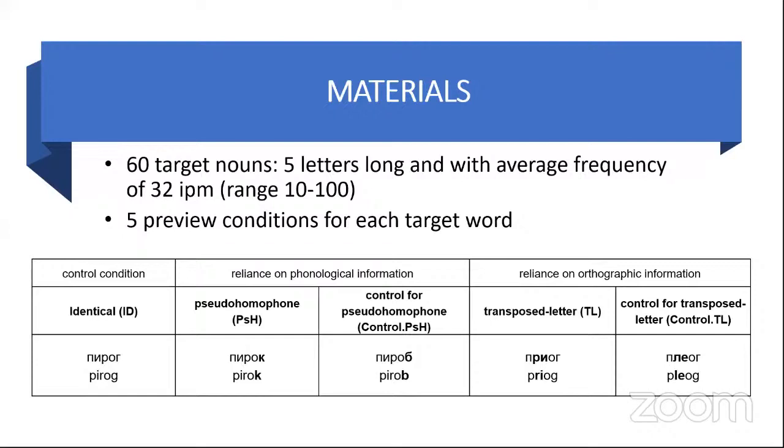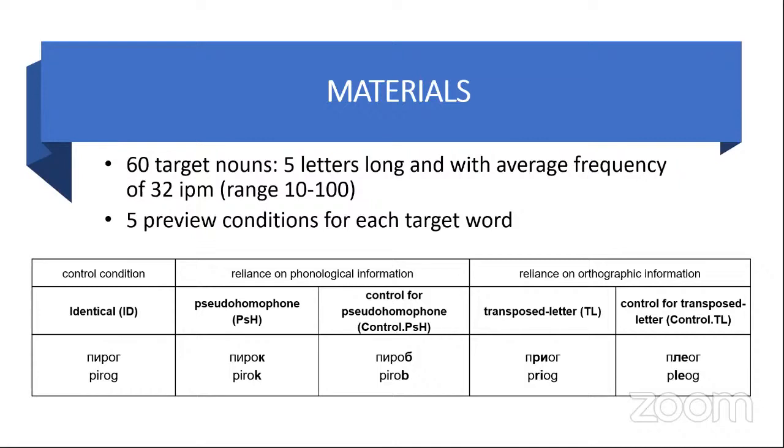We use 60 target nouns as the materials. They are 5 letters long. And we have generated 5 preview conditions for each target word. First, an identical condition. So here you can see conditions for the word "pie", pirog.